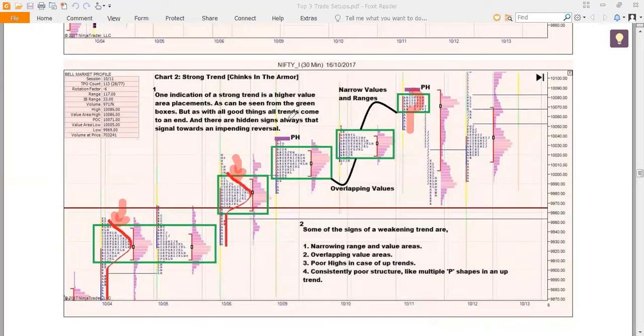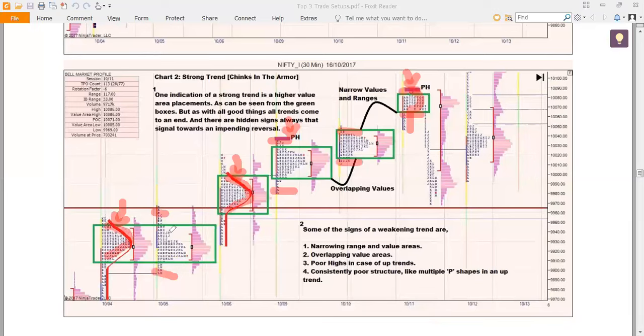Another important sign is the poor highs. As you can see, there were 2 of them. So what it means is that the market is continuously facing exhaustion, and that means some opposing force is coming into the markets, and that is stopping the free flowing movement of the markets. Also, you will notice another sign is that the ranges are limited. You can see the range is limited here, the range is limited here, a very narrow range to begin with, and also prominent points of control.